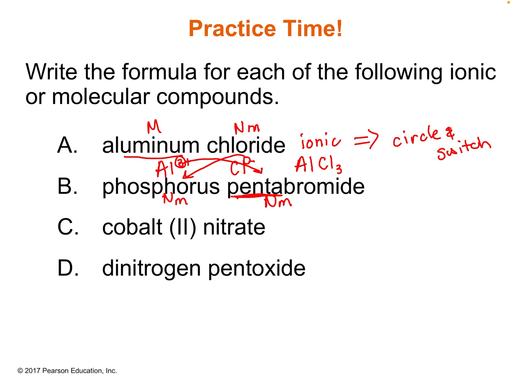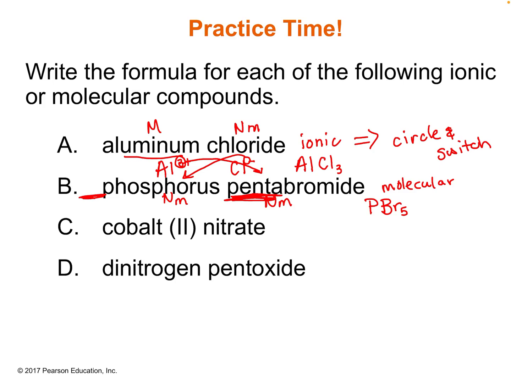So we don't need to circle and switch. When it's molecular, you don't circle and switch. You are just going to look at the prefixes. There's no prefix in front of phosphorus, so that's just 1 phosphorus. And there's penta in front of bromine, so that means it's Br5. So if it's ionic, like the first one, we needed to write out the ions and circle and switch. If it's molecular, then we don't need to write out ions. We're just going to use our prefixes to tell us how many there are.